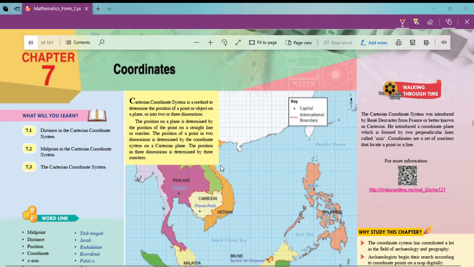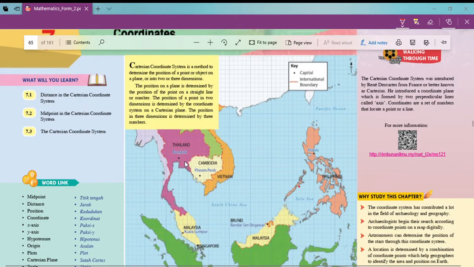Today we're going to continue with a new chapter, coordinates. Today I'm going to introduce to you 7.1. Please take out your textbook and refer to my video and learn together.